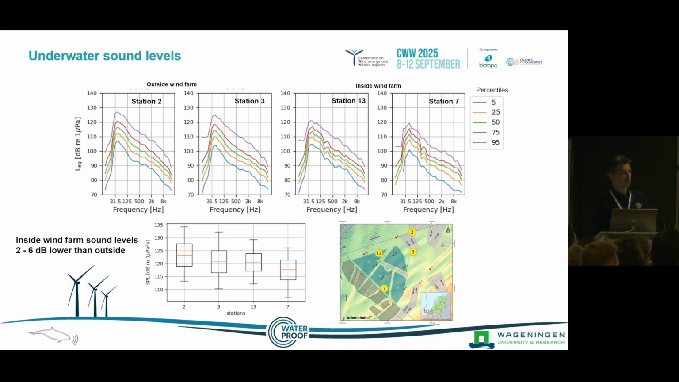And here percentiles are shown, which show at how much percentage of the time certain sound levels are exceeded for the frequencies. And outside the wind farm, you can see louder sound levels at around 60 hertz, very typical for vessel noise. And inside the wind farm, it's more irregular because of more tonal sounds from the vibrations of the turbines. And we can see in general that inside the wind farm sound levels are 2 to 6 decibels lower than outside the wind farm.